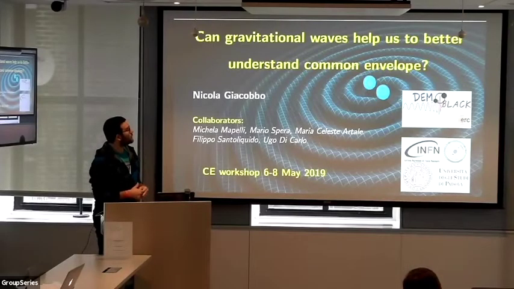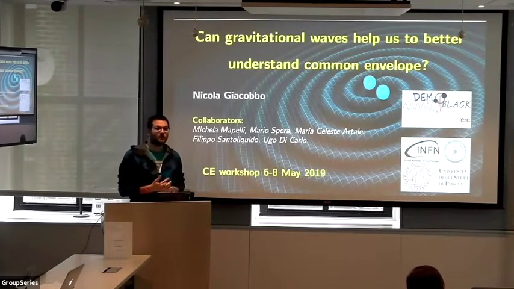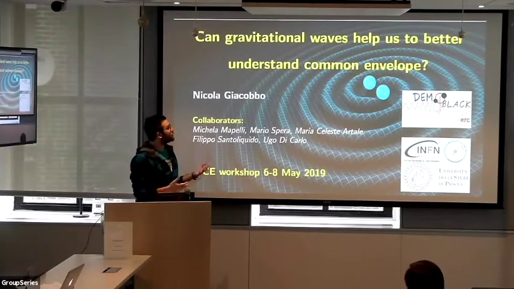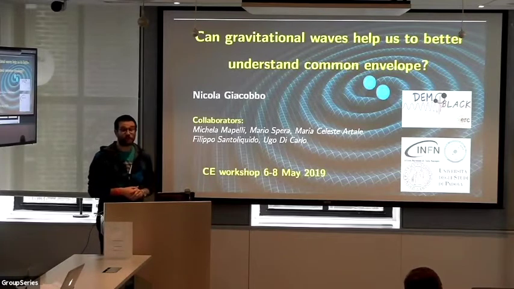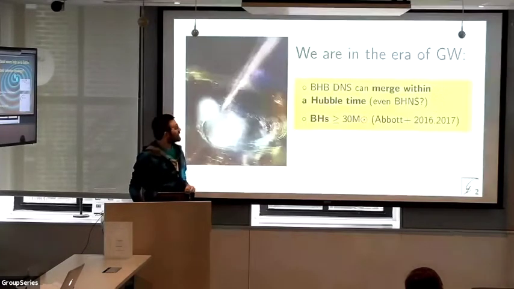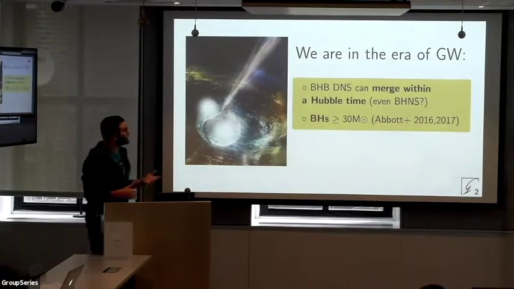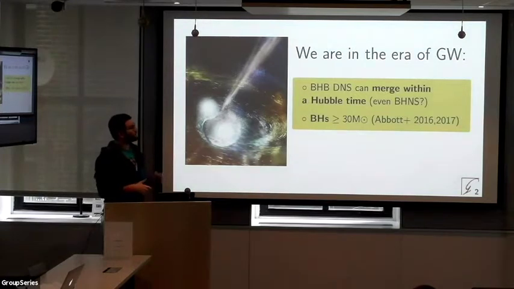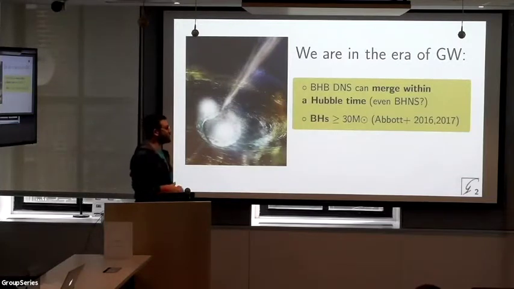In my talk, I want to show you a possible way we can use gravitational waves to get some information about the common envelope, especially for massive stars. We know that we are in the era of gravitational waves, and thanks to LIGO, we have detected the merger of at least black hole binaries and double neutron star binaries, maybe black hole and neutron star binaries.